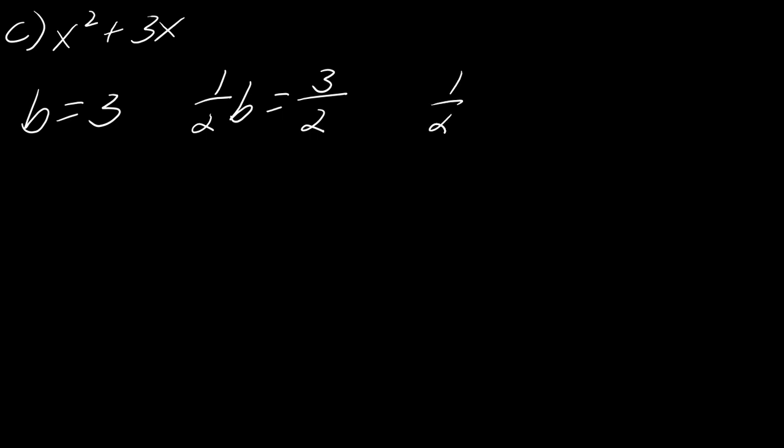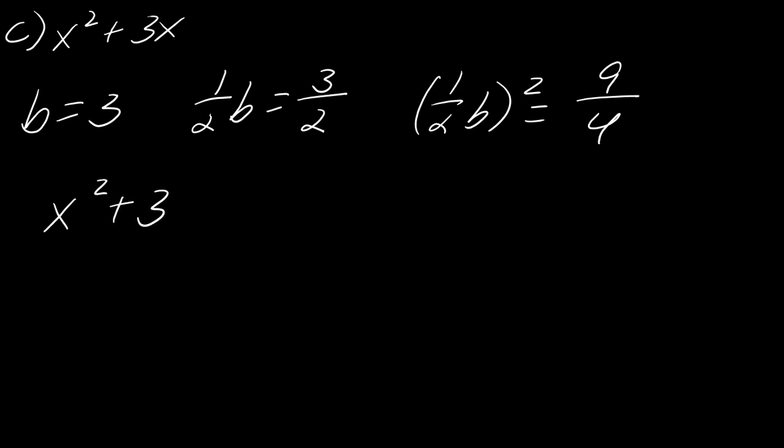The reason why I do that is so that when I square this, I just have to square the top and the bottom of this fraction. So 3 squared is 9, 2 squared is 4. Okay, so here is my half b squared. It's much easier if you just leave it as a fraction. And then I have x squared plus 3x plus 9 over 4.